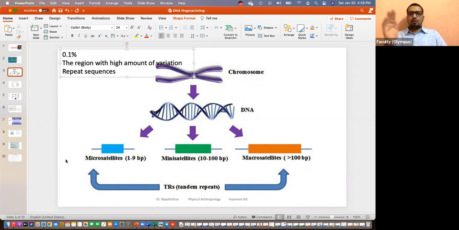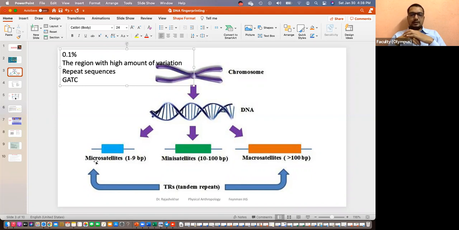They're called micro. Bigger than micro are mini, and bigger than mini are macro. So minisatellites are about 10 to 100 base pairs. They're below 100, but above the microsatellite range. So microsatellites are 1 to 9 base pairs, minisatellites are 10 to 100, and macrosatellites are above. So what are we talking about here? The size of the repeating sequence. To explain, I would like to take an example, but instead of 9 or 10 letters, I'm taking only 4 letters to keep it easy for you. I'm just picking GATC, for example.